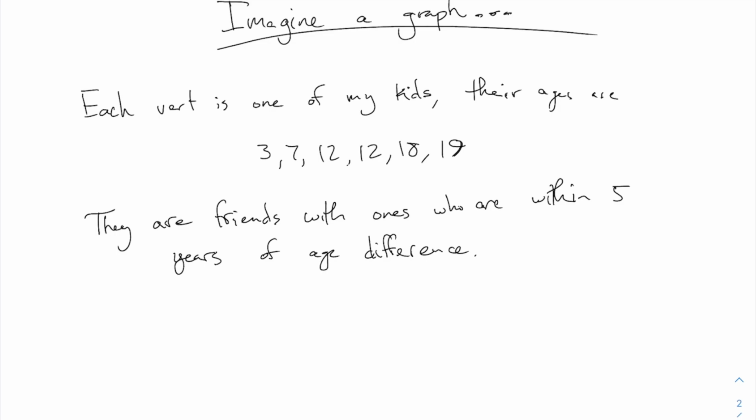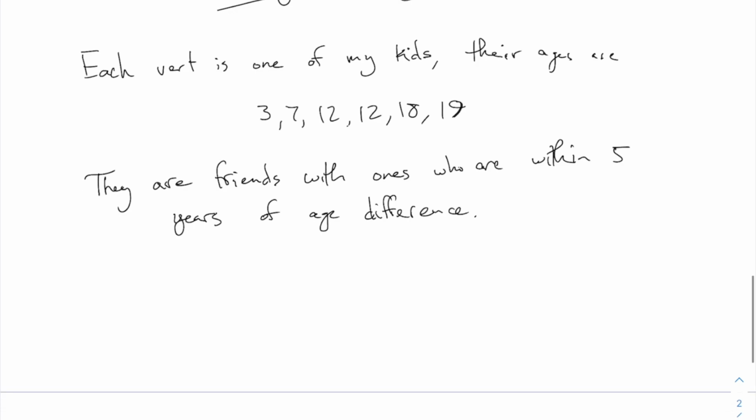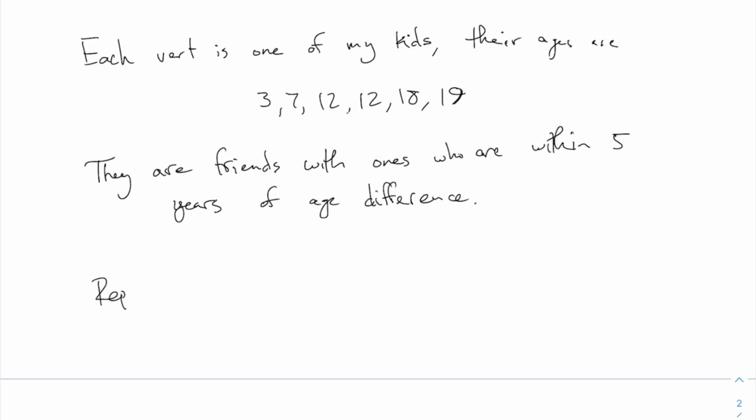All right. But let's imagine that each one is friends with one of the other ones if they are within 5 years of age difference from each other. Let's say 5 or less, then you can be friends. And anything more than that, they're not friends. All right? Can we represent this information using a graph? You want to try to understand, among these 6 kids, who's going to be friends with who? This is a nice situation to represent as a graph.